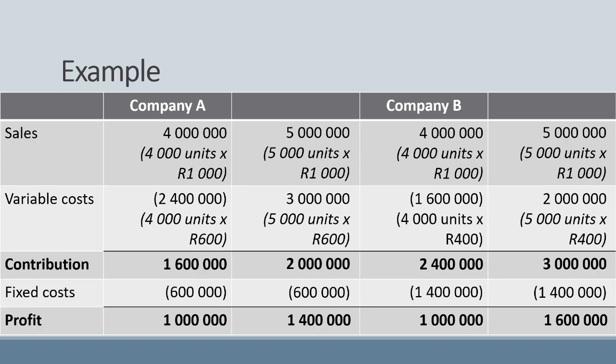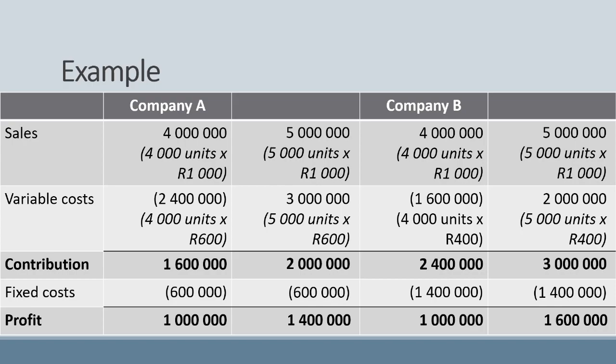This means that our new profit would be 1.4 million Rand for Company A and 1.6 million Rand for Company B. Company B has seen a greater increase in profit compared to Company A due to its higher operating leverage. From this, we can see that, all things being equal, a company with a greater proportion of fixed costs is more risky than a company with a greater proportion of variable costs.